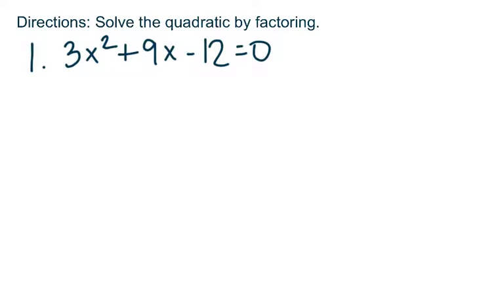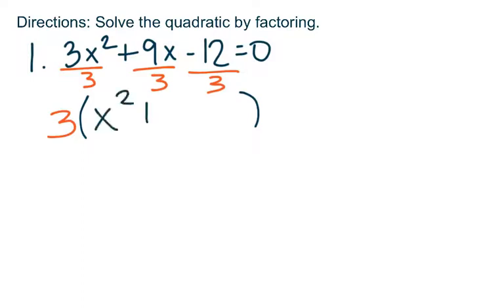Okay, so these are different because you have a 3 in front of x squared. Remember that you always want to look for a GCF that you could take out. So if you'll notice, 3 is divisible by 3, 9 is divisible by 3, and 12 is divisible by 3. So 3 is the greatest common factor. When I take out a greatest common factor, I'm really dividing. So 3x squared divided by 3 is x squared, 9x divided by 3 is 3x, and negative 12 divided by 3 is negative 4.